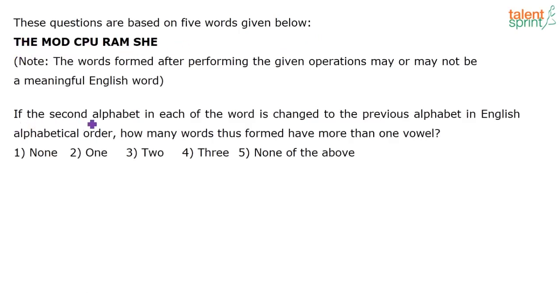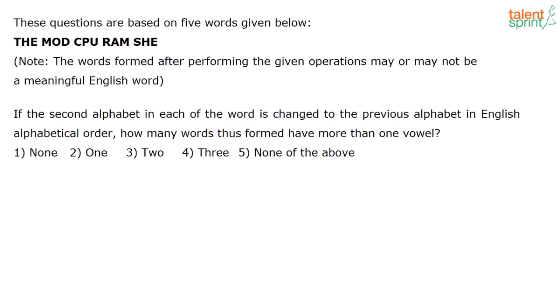Now, if the second alphabet in each of the words is changed to the previous alphabet in English alphabetical order, how many words thus formed have more than one vowel? So, how do we solve this question? See, there are 5 words that are given, and the second alphabet in each word has to be changed to the previous alphabet in English. And you have to find how many words have more than one vowel. So, you guys try it and give me the answer. I'll give you 30 seconds and your time starts now.